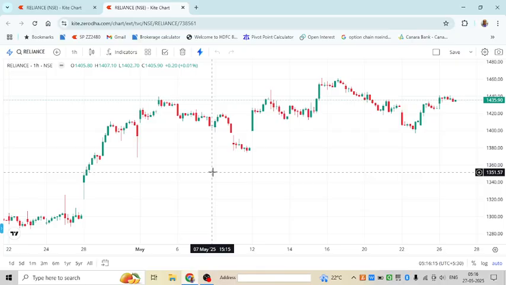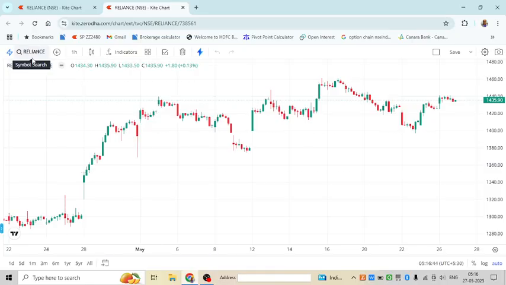Today we are going to see how line charts and candlestick charts are very useful while trading, and properly when to use a line chart and when to use a candlestick chart. That I am going to explain, and that will be very much helpful to you.